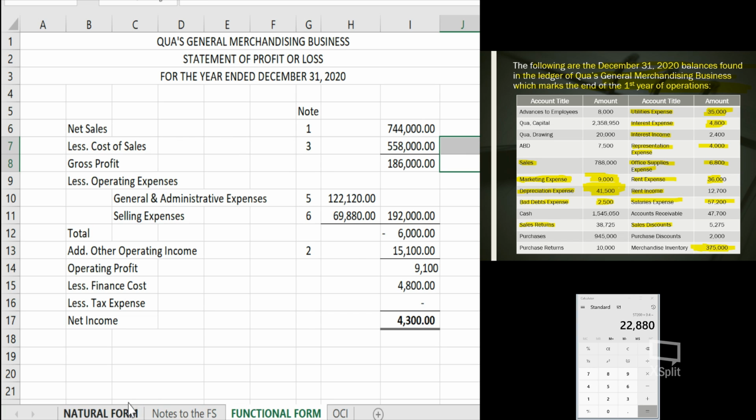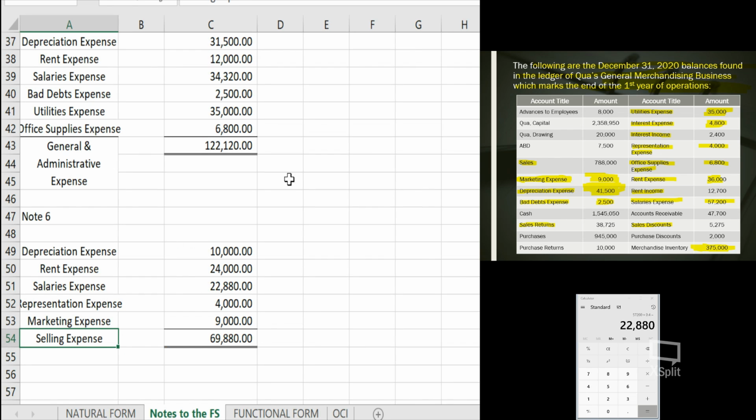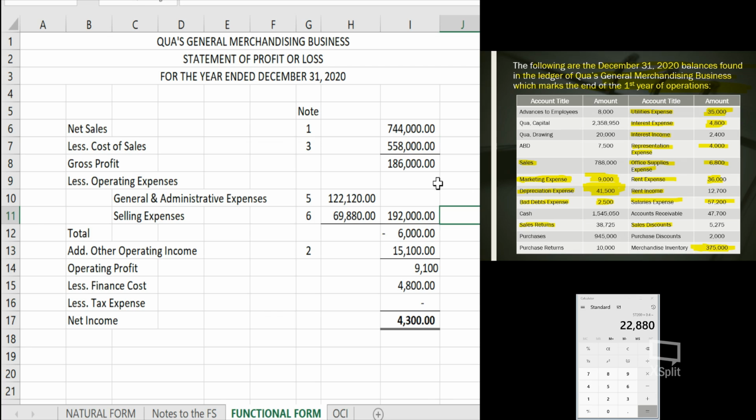Okay? So, in this format, mas maganda siya, mas nakapresent siya to better highlight significant relationships. Okay? Unlike na dito, ayan, di ba? Ganyan lang. So, ano makukuha mo? Ang makukuha mo lang dito, how much is the percentage of net income over total revenue? Parang ganun lang, di ba? Unlike here, pwede mong kunin how much is the percentage of operating expenses over net sales, mga ganun. So, mas maganda talaga na mas maraming information na nabibigay yung functional form. Okay? So, I think we're done with the profit or loss statement.